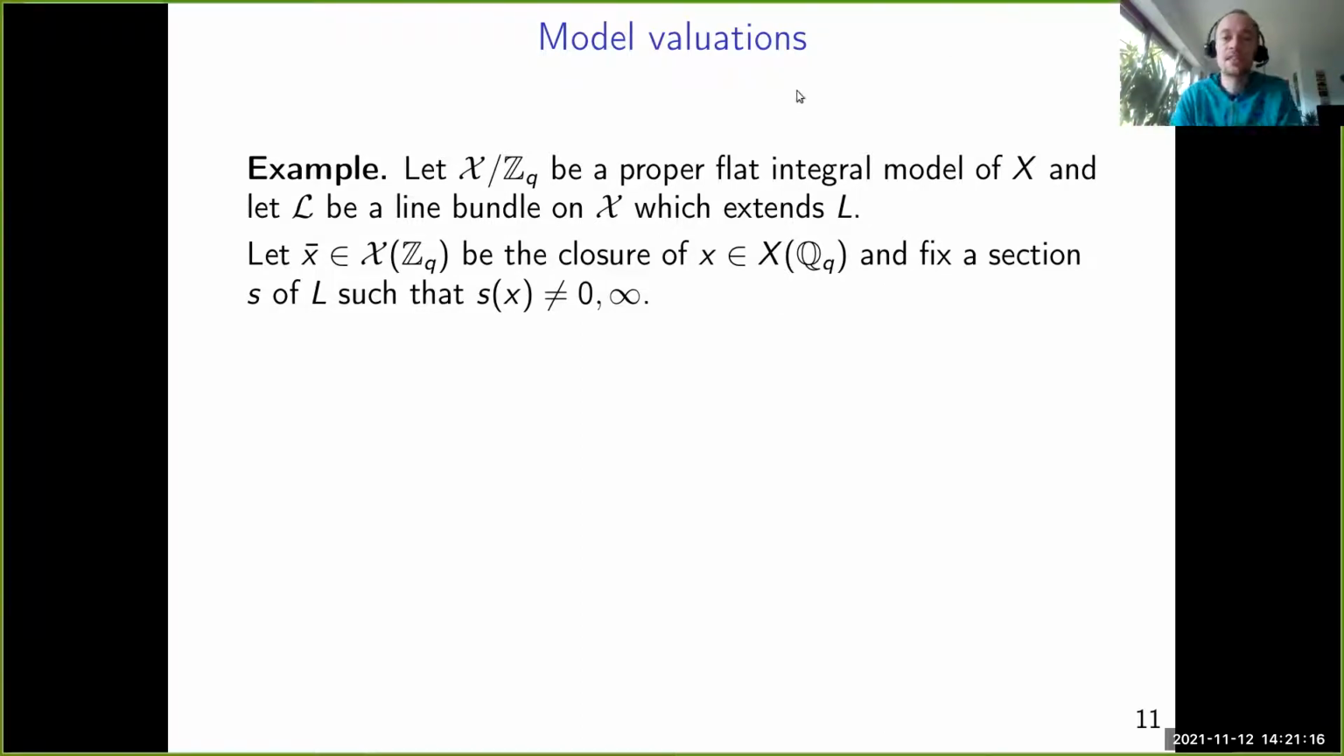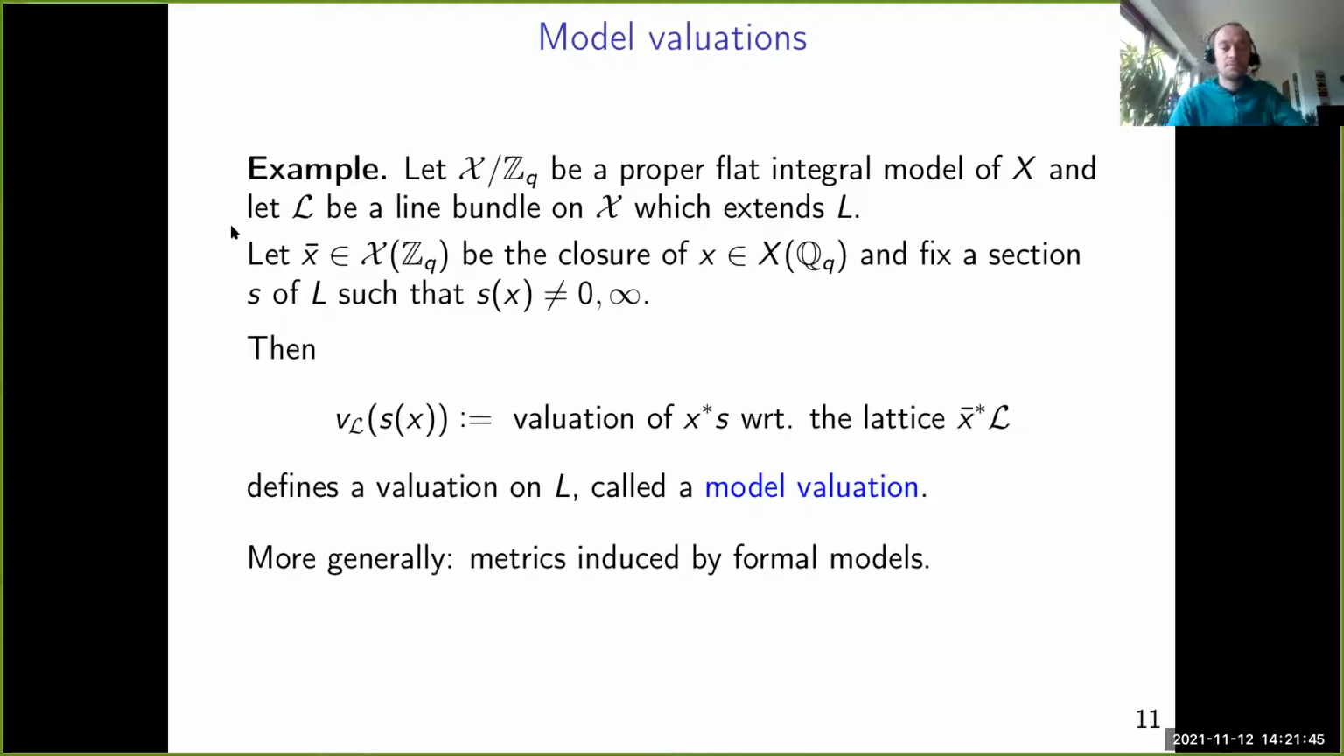So if I take a proper flat and integral model, curly X, of my variety X, and I extend L to a line bundle, curly L, then if I have a QQ rational point on X, I can of course also take the corresponding section of curly X. Then I fix some section S of L, which doesn't vanish in 0 or infinity. The choice of my curly L will now define a valuation as follows.